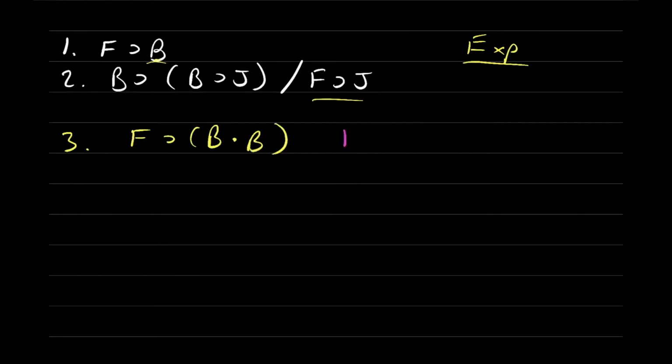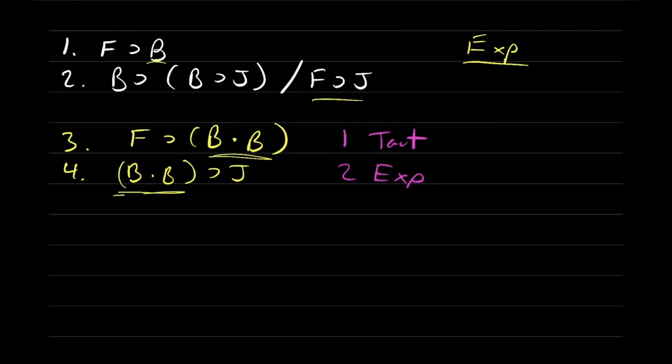And the rest of the proof would look really similar. On line 2, if we applied exportation, we'd get B and B implies J from line 2 by exportation. And now we can apply hypothetical syllogism in a similar way, but with B and B being a complex middle term. Line 3 tells us F implies this expression in parentheses, B and B. Line 4 tells us that that very same expression, B and B, implies J. So F implies J by hypothetical syllogism from lines 3 and 4.